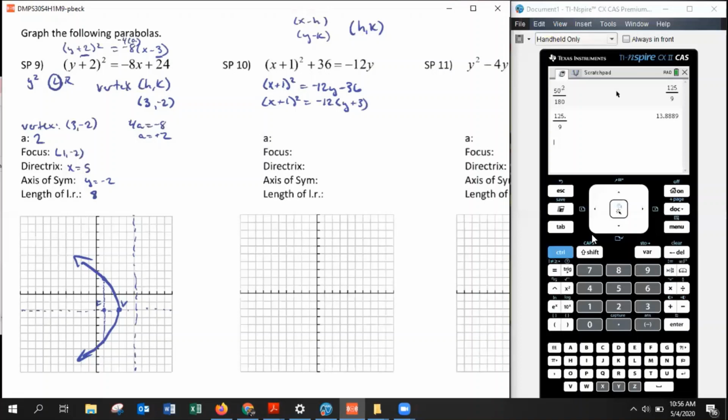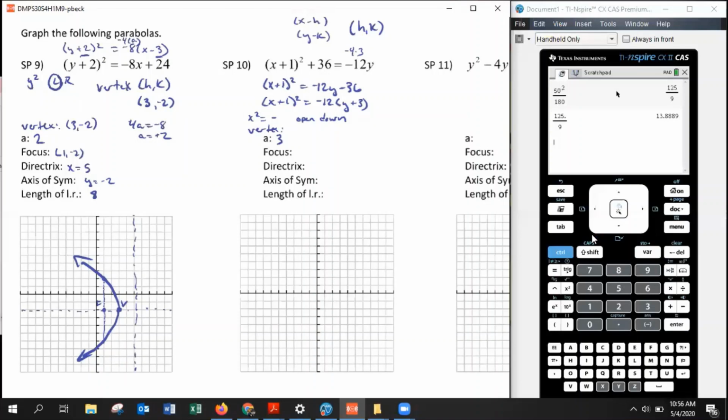Now, this tells me two things. Number one, the fact that it's x squared equals a negative tells me it's going to open down. And that negative 12, if we break it up into negative 4 times 3, tells me my a is 3. And so let me go ahead and throw vertex on here as well.